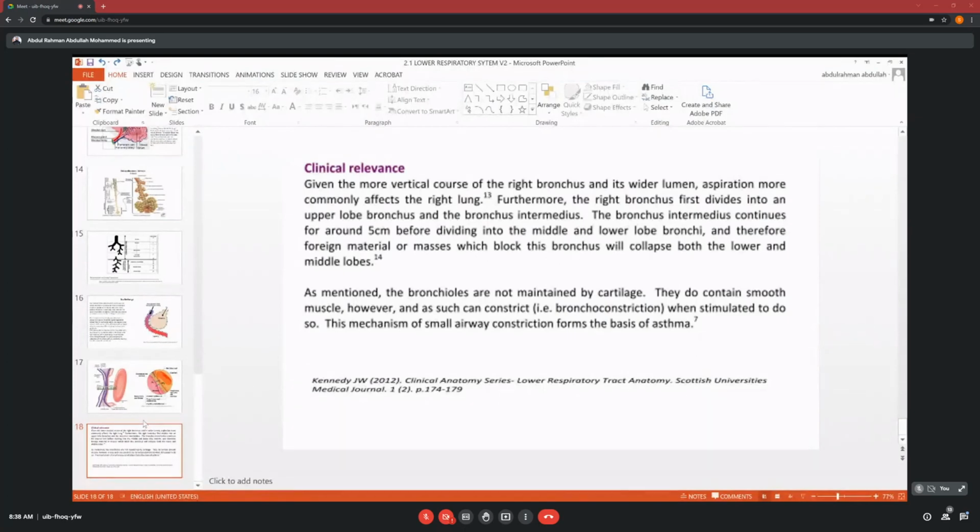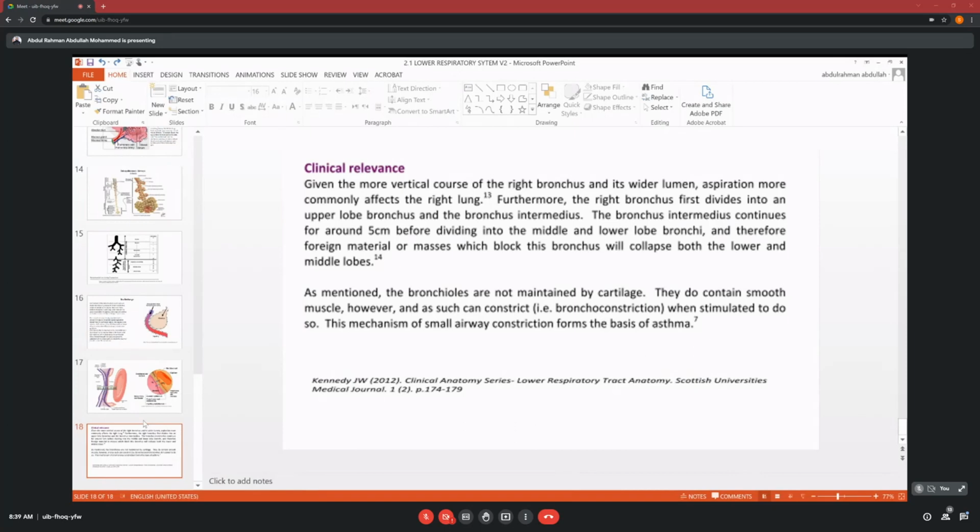Also, the right bronchus is divided into upper lobe branches and bronchus intermedius continues before dividing into middle and lower bronchi. So this is an important clinical point: on the right side, it does not divide simultaneously at the same level into 3 branches, 3 bronchi. Yeah, so the right will divide first into the upper lobe branch, then it has the intermedius which goes down, and then this intermedius divides into 2, for the middle and lower lobe.